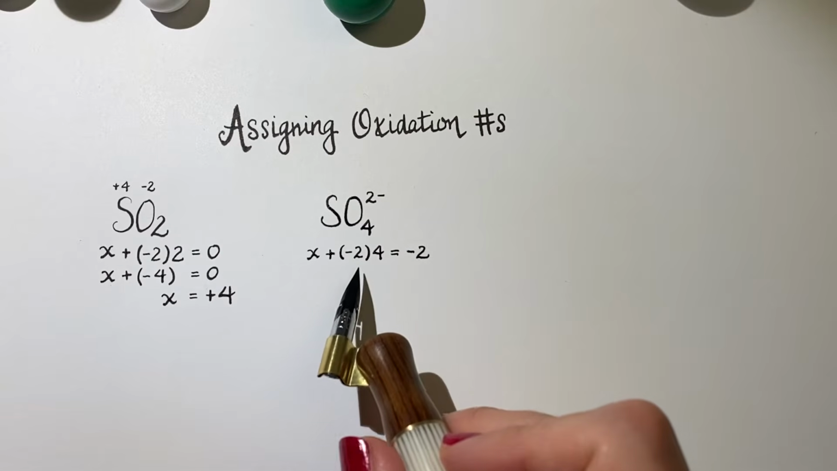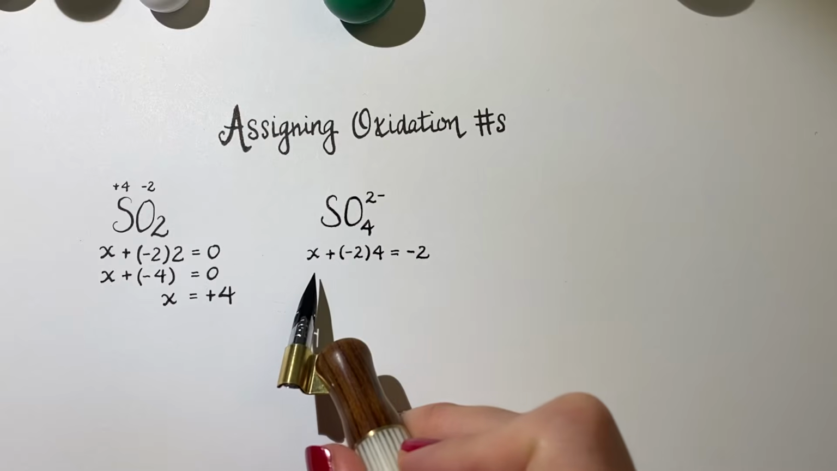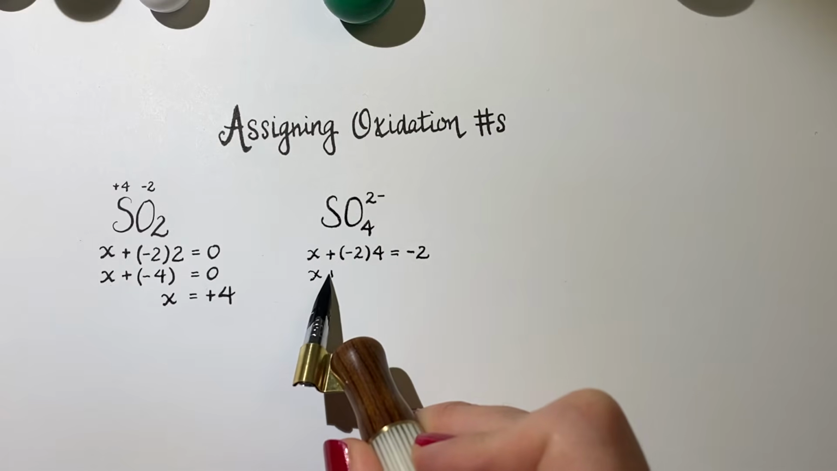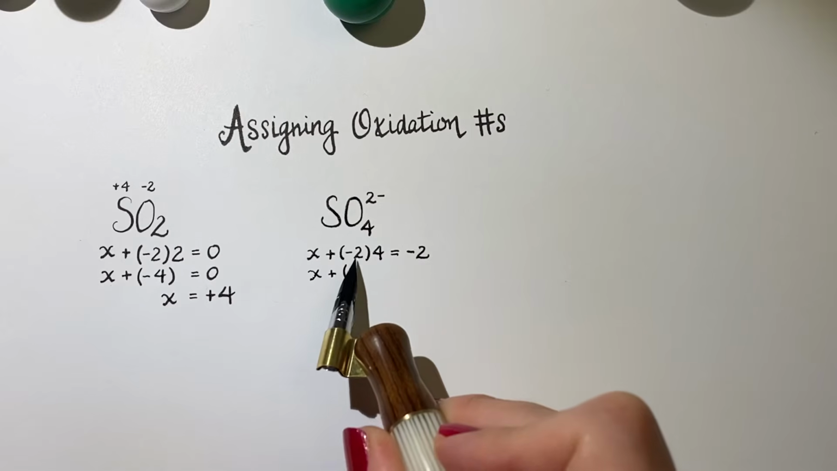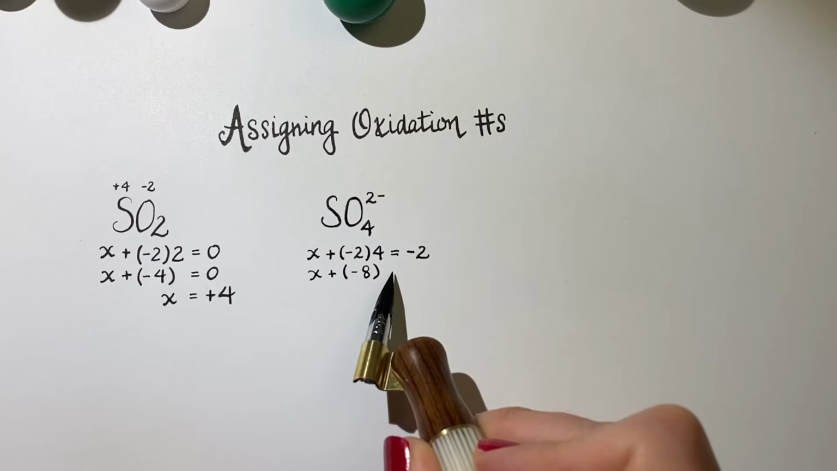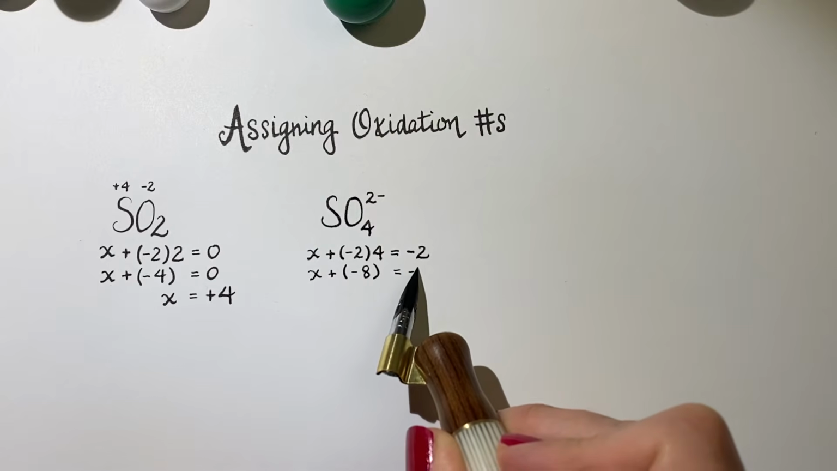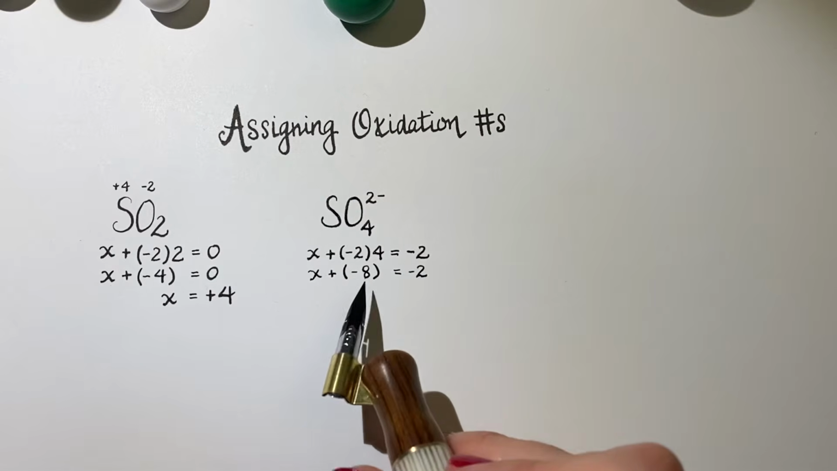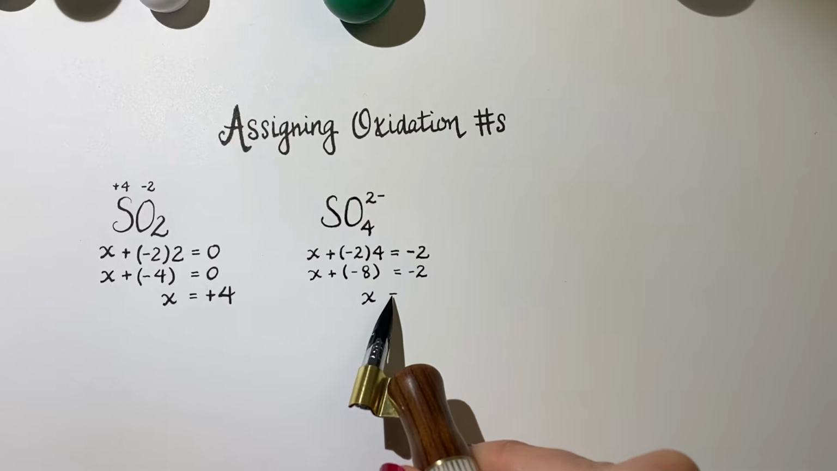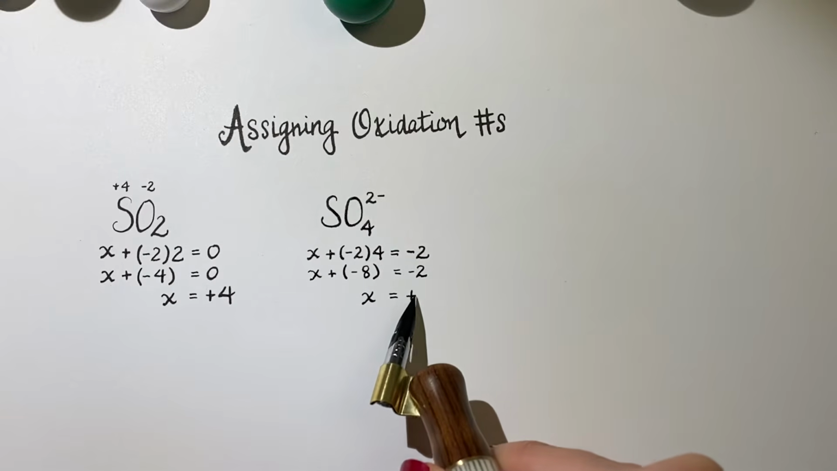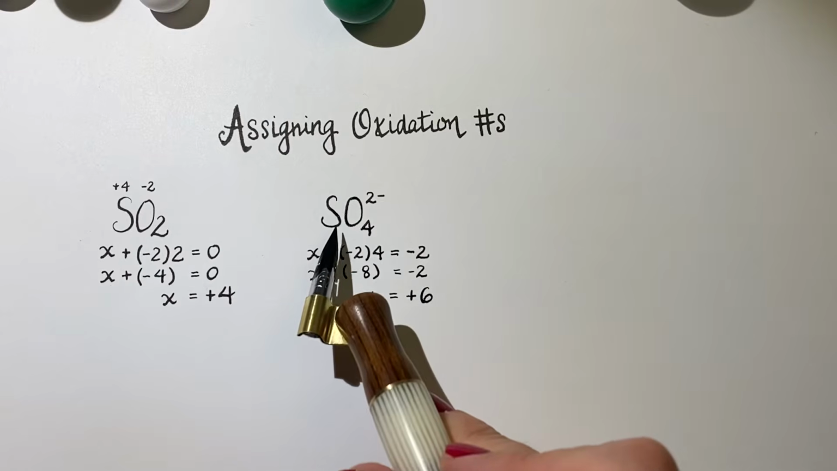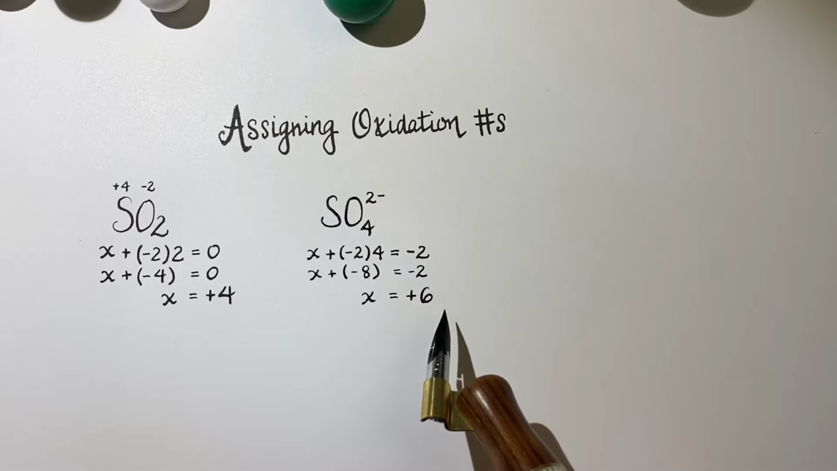Okay, so we can go through the same process here. Multiply through. And now we have a -8. And when we add the 8 to both sides, we end up with oxidation number of +6 for sulfur when it's in sulfate.